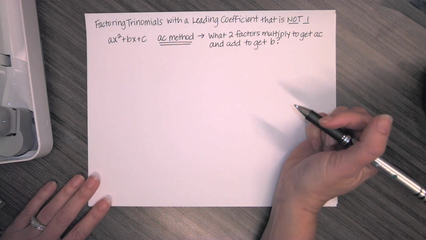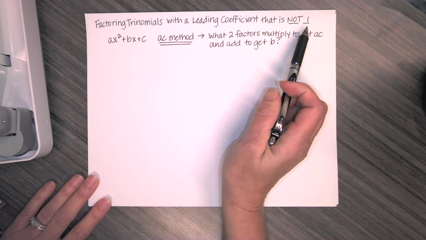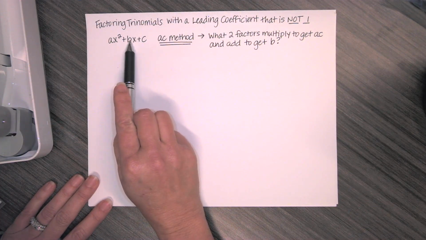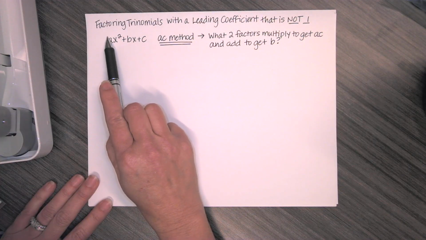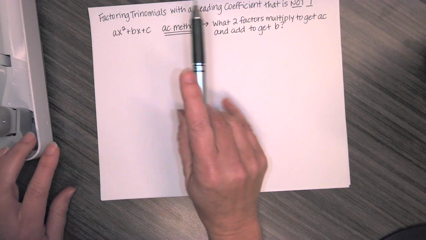In this video, we're going to look at how to factor trinomials with a leading coefficient that is not 1. When you have a trinomial in this form and your a value is not a 1, the method that we're going to use is called the AC method.